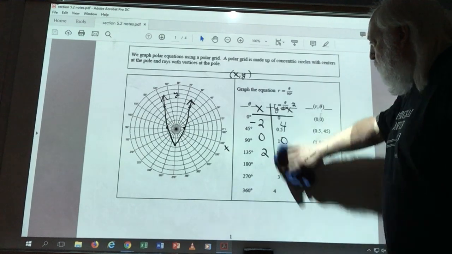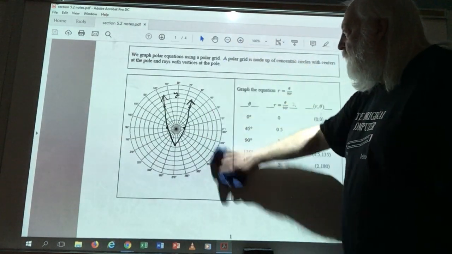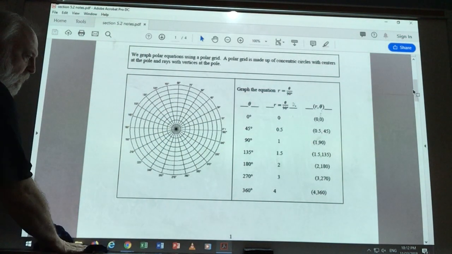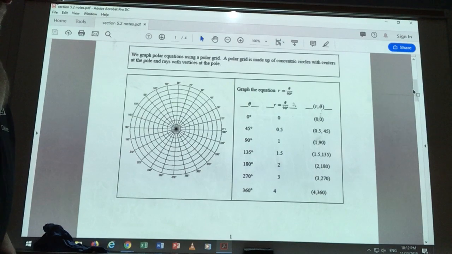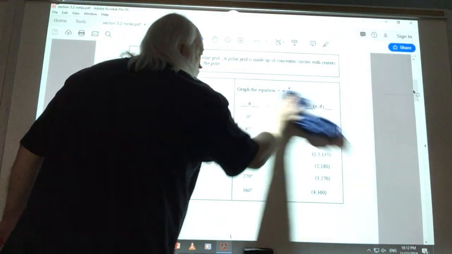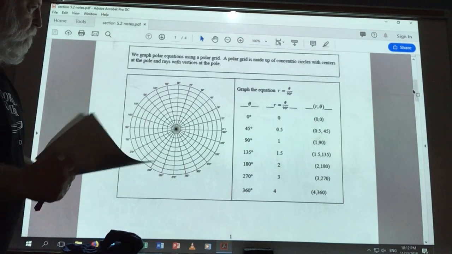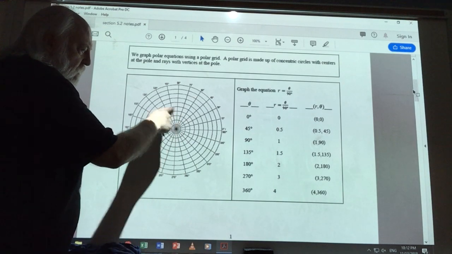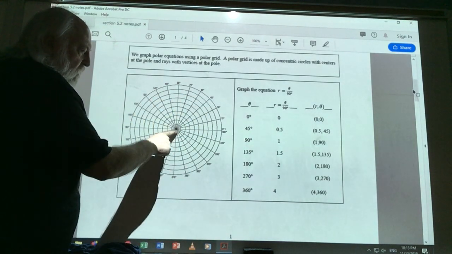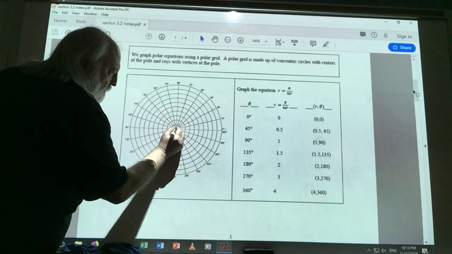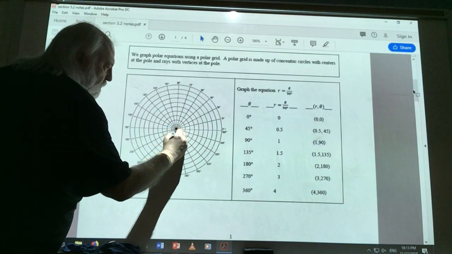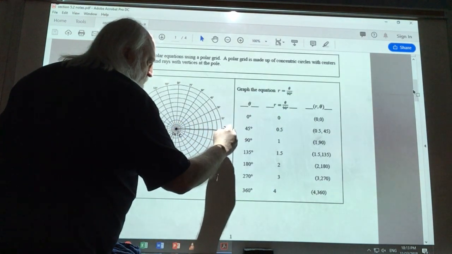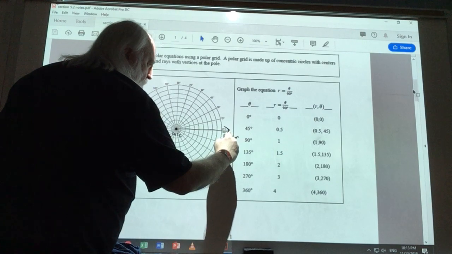All right, so to graph polar equations, we use a polar grid. This is an example of a polar grid at the bottom of your note handout. And a polar grid consists of concentric circles. You can see the concentric circles. Starting at the center, the center of the polar grid is the location of the pole, and the polar axis goes out to the right here.